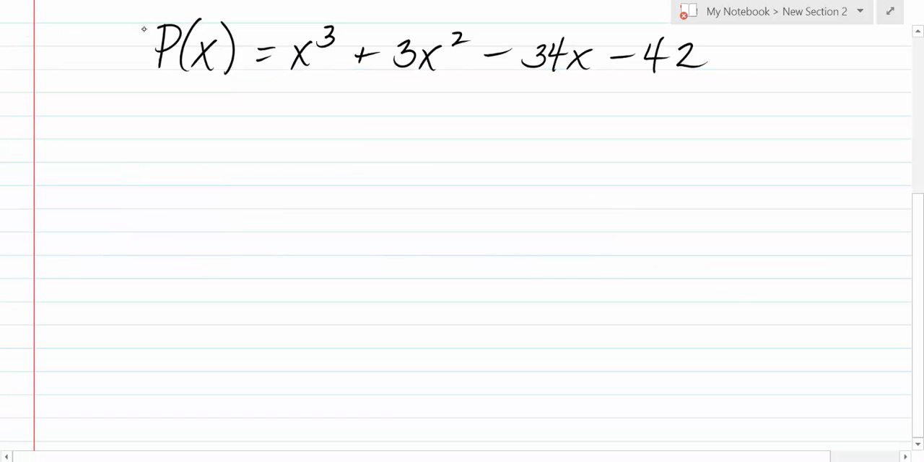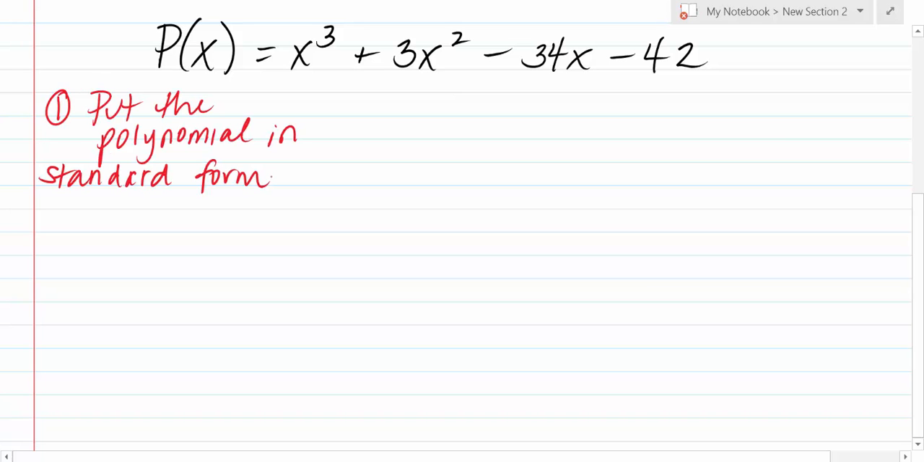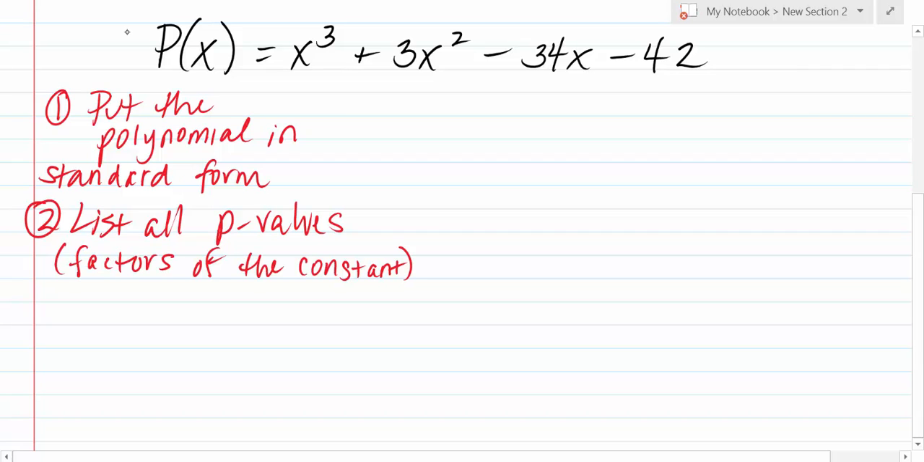For this polynomial, I'm going to follow those steps I mentioned earlier. First, I want to make sure that the polynomial is in standard form. In this case, my polynomial is already in standard form, so I'm good to go. The second step is to create the list of p-values. And remember, p-values are all the factors of the constant. In this case, my constant term is 42, or you could think of it as negative 42. Whether you call it positive or negative, your list of p-values should be the same. So my p's are all of the factors of 42, keeping in mind that they could be positive or negative.